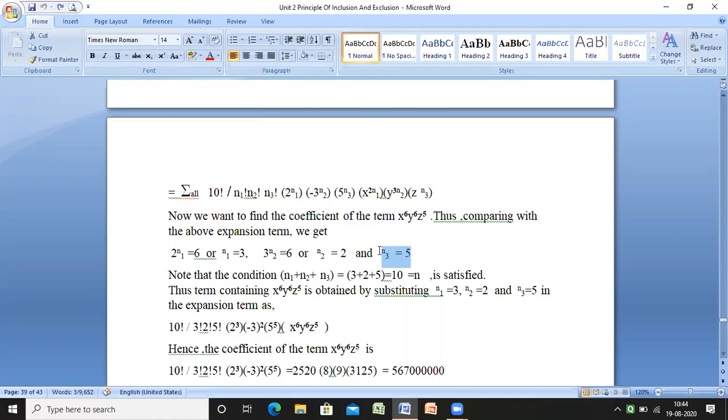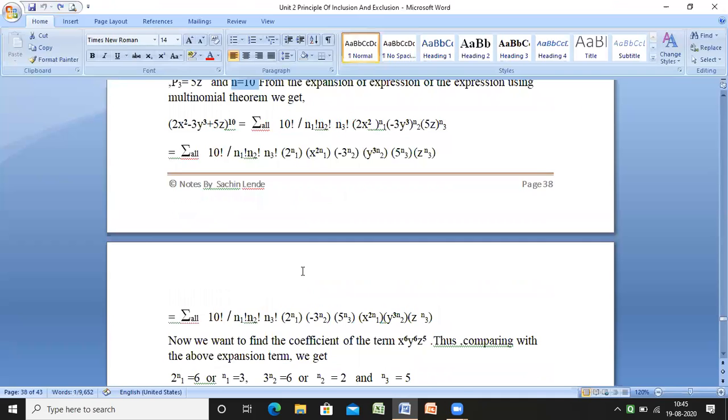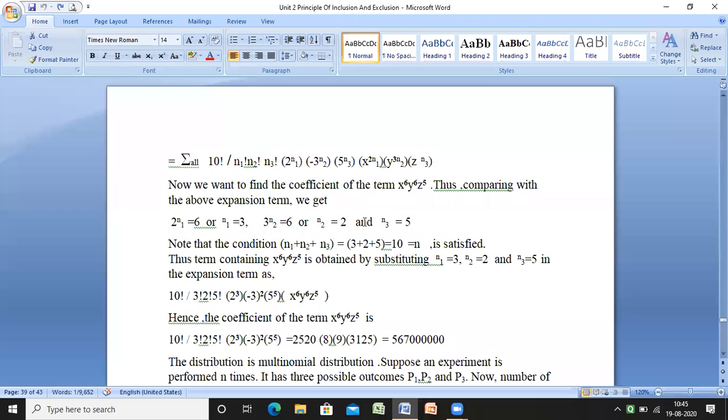Now our condition is that the summation n1 plus n2 plus n3 equal to 10. This is the condition we have, and we already have n equal to 10. Now n1 is 3, n2 is 2, and n3 is 5. That means 3 plus 2 plus 5 equal to 10, which is equal to n, and we satisfied the condition in this way. So we get the exact values of n1, n2, and n3.